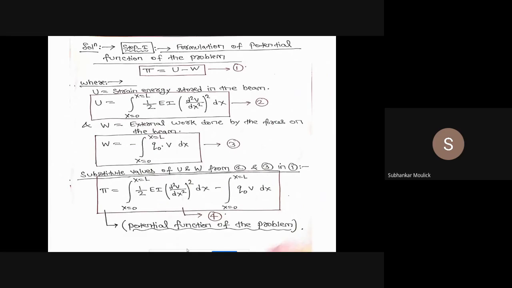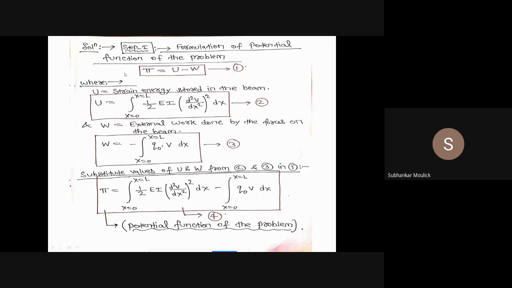First step is very easy. You have to set up the potential of the problem. Potential is equal to the internal energy plus the external energy of the problem. Internal energy is nothing but the strain energy stored in the problem, and the external energy is the energy done by the external force on the problem, and that is taken to be negative throughout. So the equation of pi becomes pi is equal to U minus W. U is what? Strain energy.